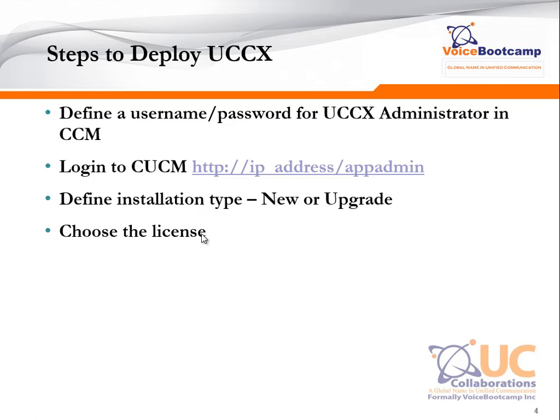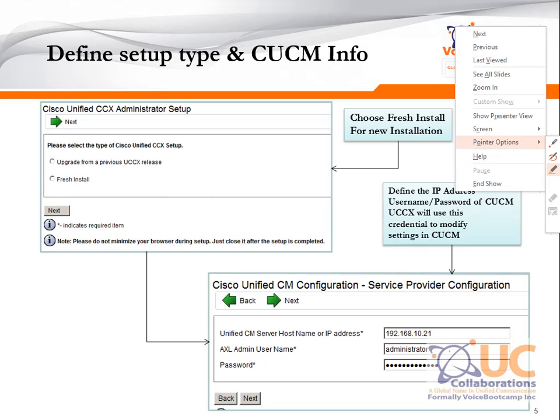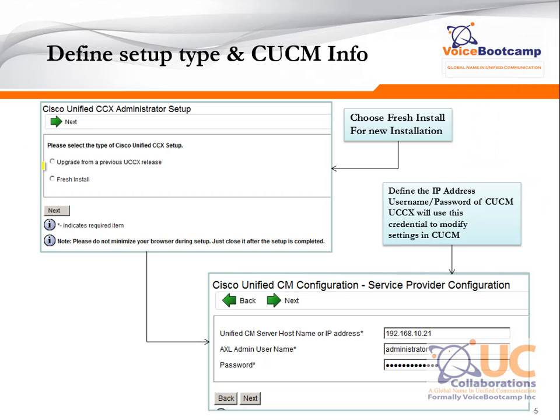When you log in to the Contact Center Express, the first thing it's going to ask you is what type of deployment it is. Is it going to be an upgrade from a previous release or a fresh install? If this is the first time that you're installing the Contact Center Express server, select the fresh install. So here we're going to select fresh install.